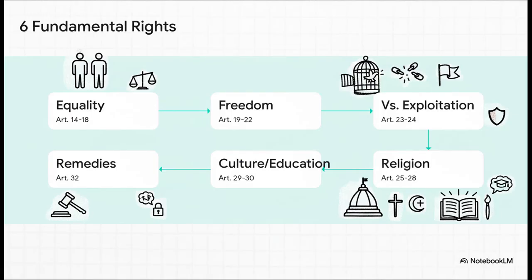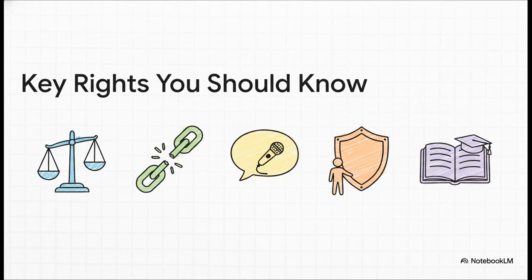So the Constitution breaks these down into 6 big buckets. You've got the right to equality, the right to freedom, the right against exploitation, freedom of religion, cultural and educational rights, and the last one, which is kind of the one that powers all the others, the right to constitutional remedies. Let's just zoom in on a few that you probably encounter every day.